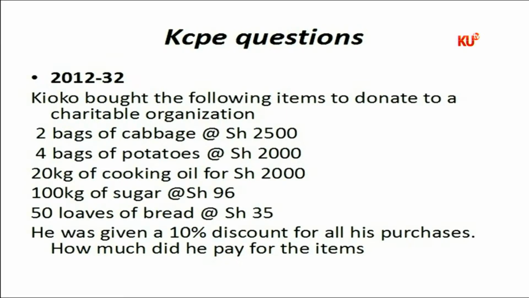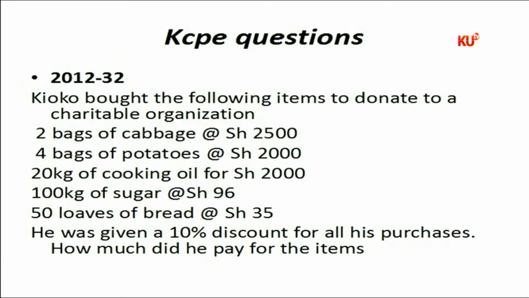2 bags of cabbage at 2,500 shillings. 4 bags of potatoes at 2,000 shillings. 20 kgs of cooking oil for 2,000. 100 kgs of sugar at 96 shillings. 50 loaves of bread at 35 shillings. Then he was given a 10% discount for all his purchases. How much did he pay for the items?